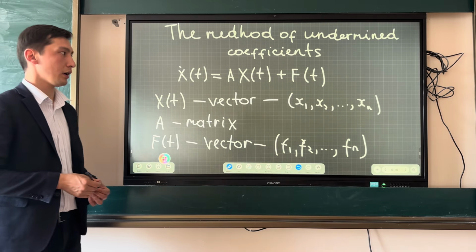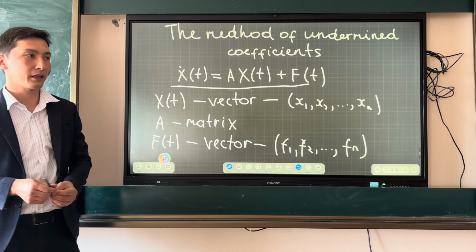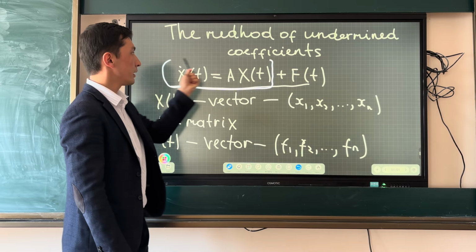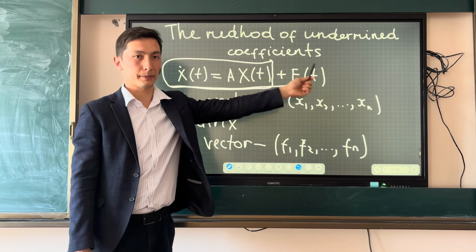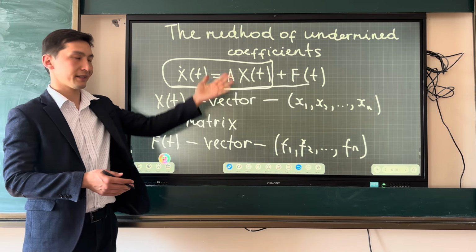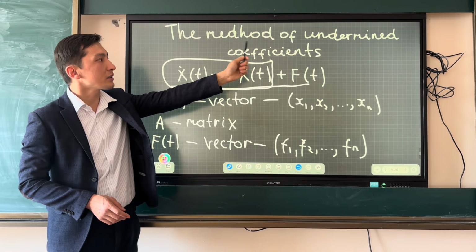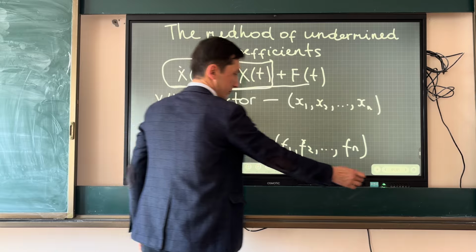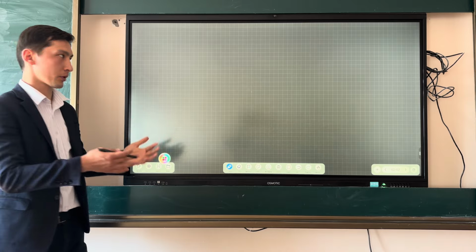The general solution of this non-homogeneous system can be found as a sum of the general solution of the corresponding homogeneous system and a particular solution of the non-homogeneous system. There are several methods to solve this kind of system, and one of the most important is the method of undetermined coefficients. So, let's look at the problem.